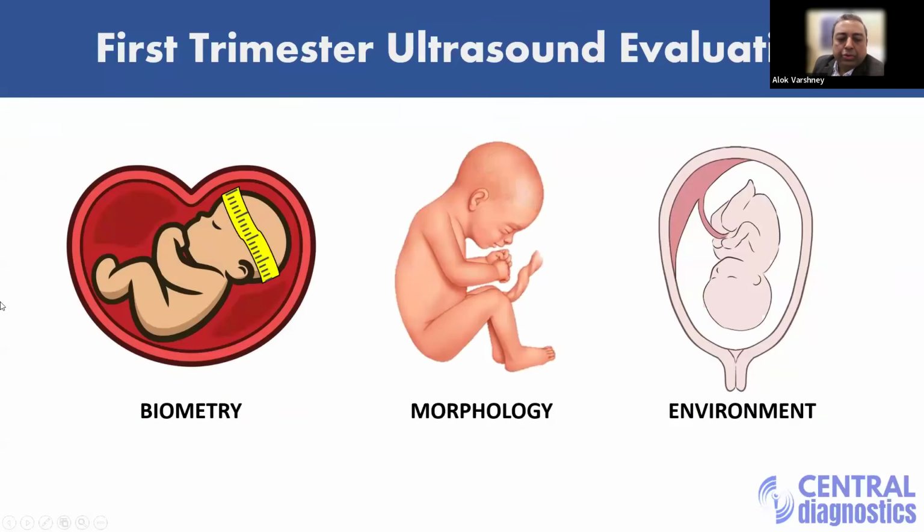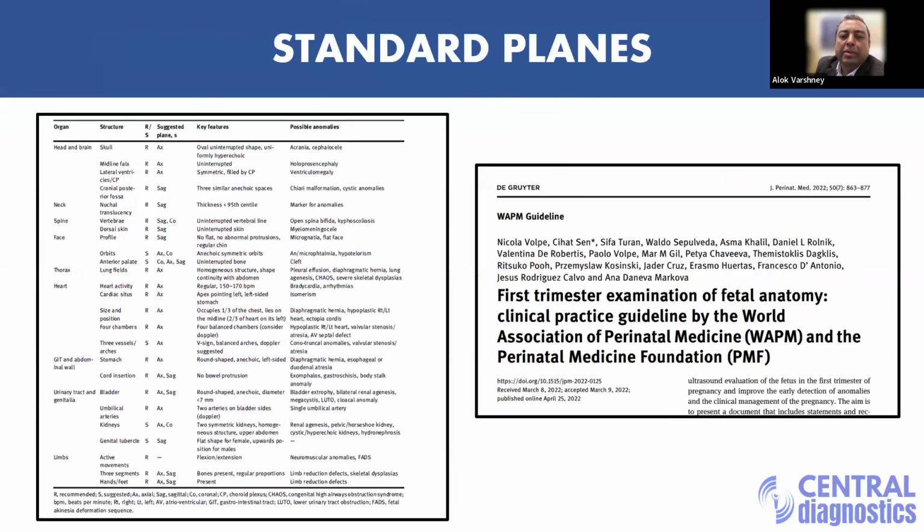So what we need to do is measure the baby, do the biometry, assess the morphology, and then assess the environment of the baby. And if we do it properly with standard planes and standard images, then we are going to detect a lot of abnormalities. So this is the WAPM guideline. You can download it from the net. It's freely available, and it tells you about the various organ systems that have to be covered.